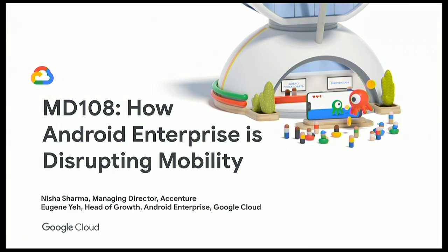My name's Eugene Yeh. I lead the growth team within Android Enterprise. That's basically everyone who's out in the field helping partners and customers like yourselves be successful with Android in the enterprise space. With me today is Nisha Sharma, who's with Accenture, and we're here to talk to you a little bit about how Android Enterprise is disrupting the enterprise space with mobility.